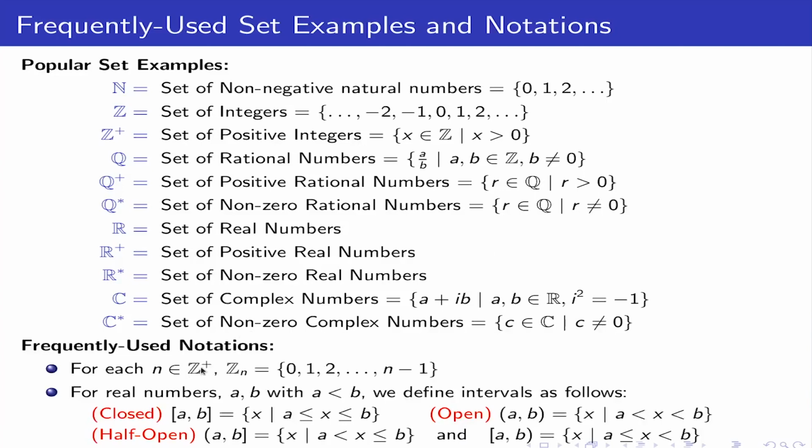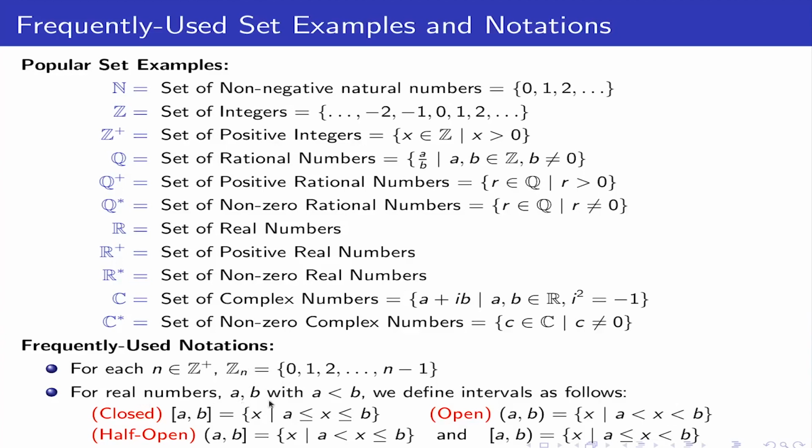We will also use some additional notation. For each n belonging to the positive integers, Z suffix n means all integers from 0 to n minus 1. So Z suffix n is the n integers from 0 to n minus 1. You may think of it as the indexes of an array. So if I say Zn, it means there is an array of size n, and these are the indexes.